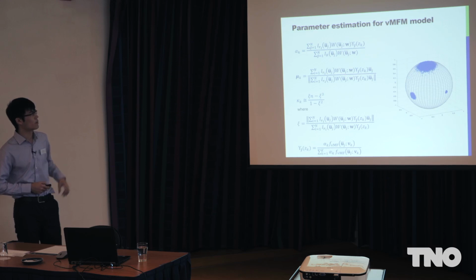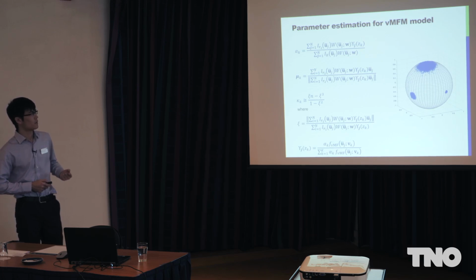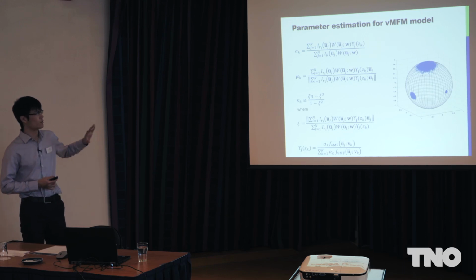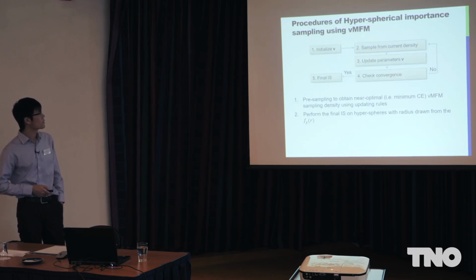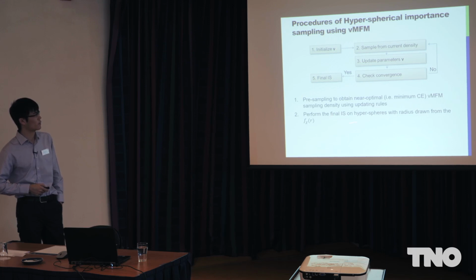And by implementing this framework, we have developed methods to estimate the parameters of the von Mises-Fisher mixture model. And this is quite straightforward. This is just what they do in the machine learning field to estimate the parameters of some PDF. And also, the framework will be similar to the Gaussian mixture one. We have the pre-sampling stage to get the near optimum parameters of the von Mises-Fisher mixture model, and we perform the final sampling on the hypersphere with radius drawn from the chi-distribution.